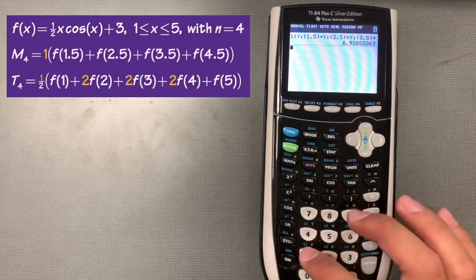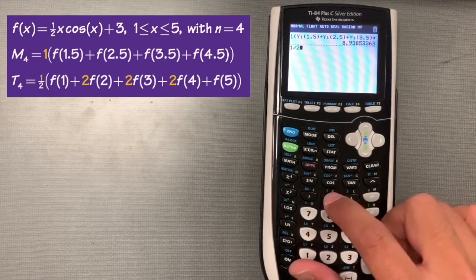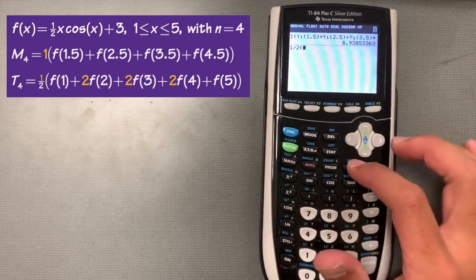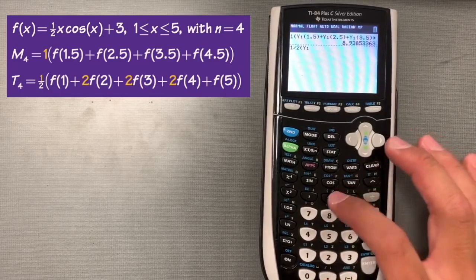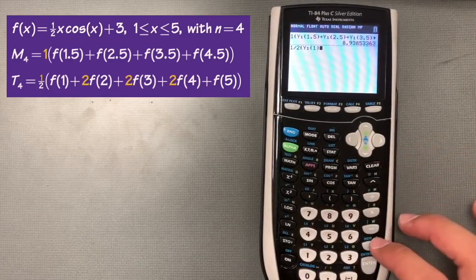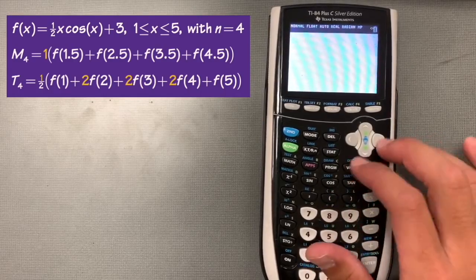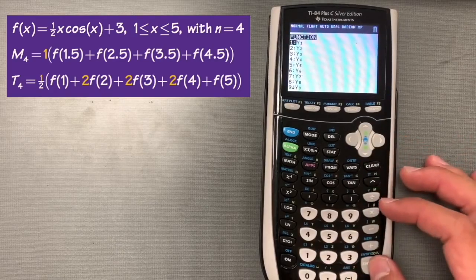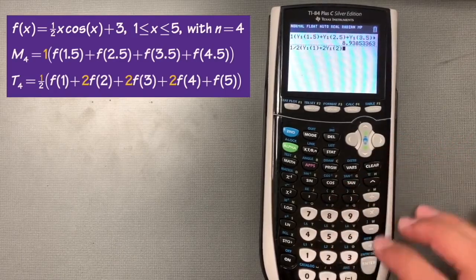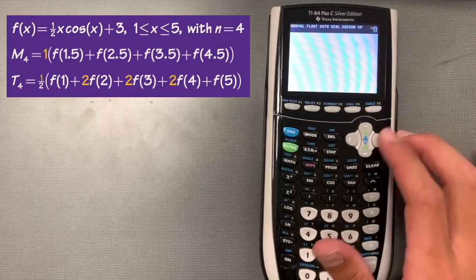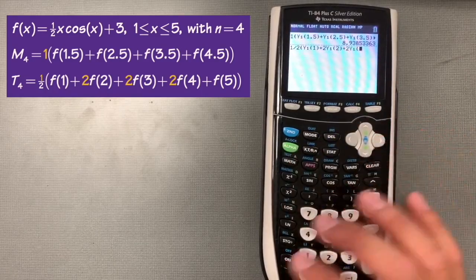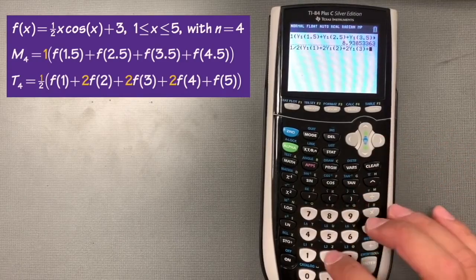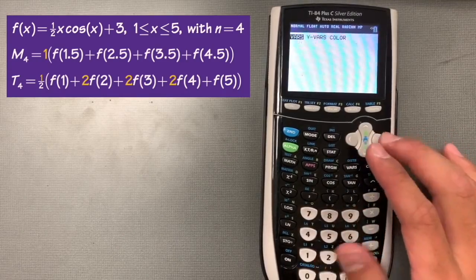And now for the trapezoidal rule, we can just do 1/2, parentheses. For the f of 1, of course, we go to vars, Y-vars, function, y1, parentheses 1. And the next one is plus 2, and then vars, Y-vars, function, y1, parentheses 2, like this. And I think this is the easiest way to do all that on this calculator. So just practice this and then get used to it. That will be my recommendation.